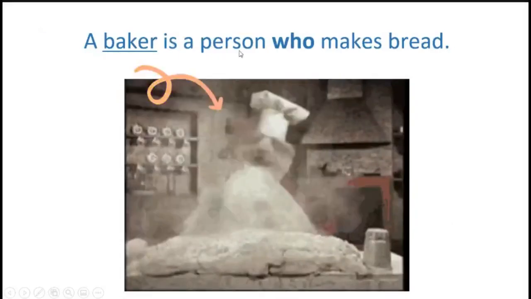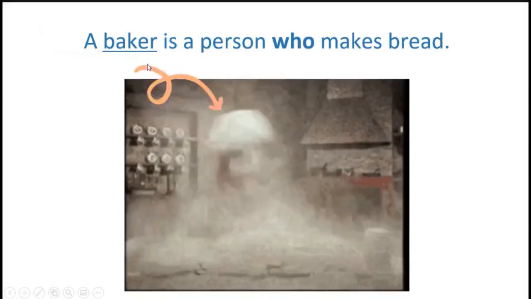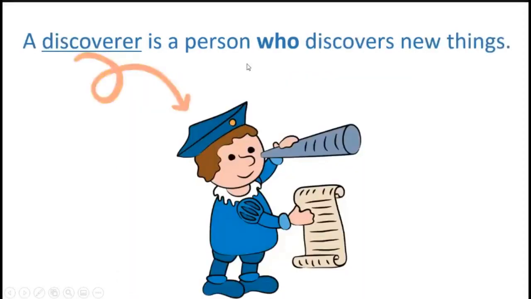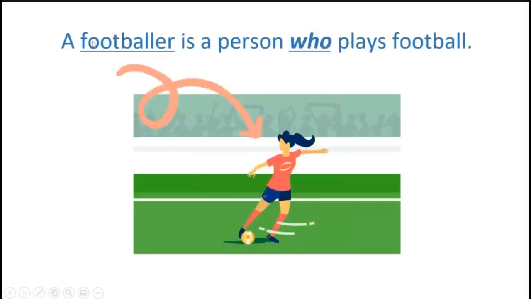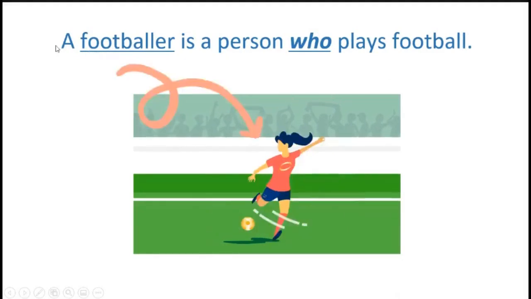A baker is a person who makes bread. A discoverer is a person who discovers new things. A footballer is a person who plays football.